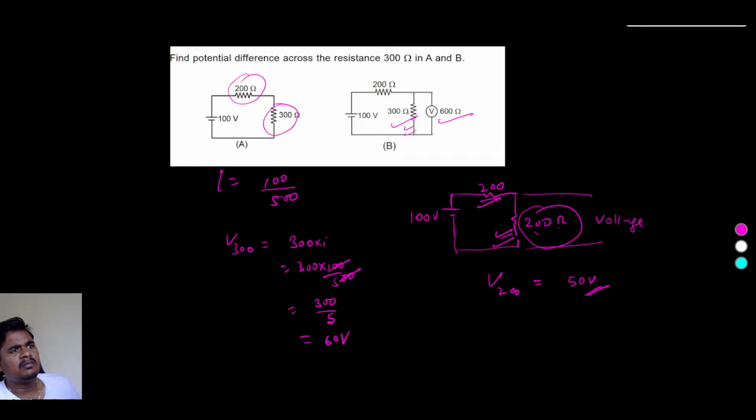600 and 300 will become 200, yes or no? Because they are in parallel. Now the 200 and 200 are in series, so both are equal resistances. So I can say a 50% drop will be here and a 50% drop will be here directly. Yes or no? Or you can find the current: 100 by total resistance 400, and the potential across this terminal will be that into 200. You can see this is 50 volt.